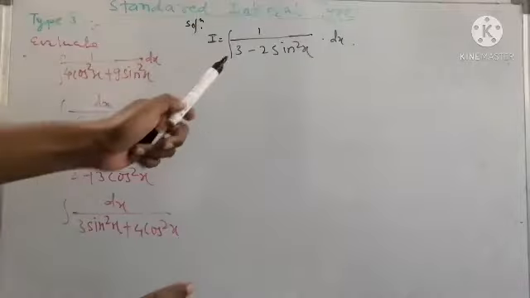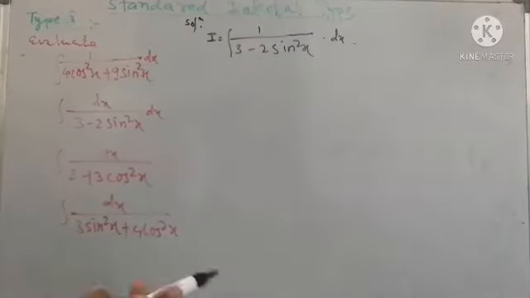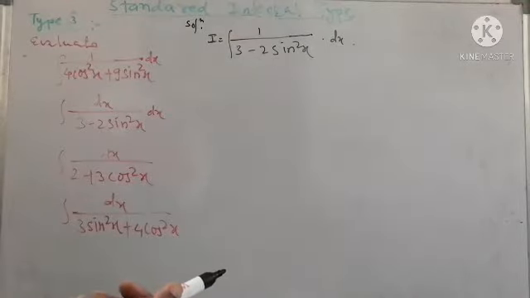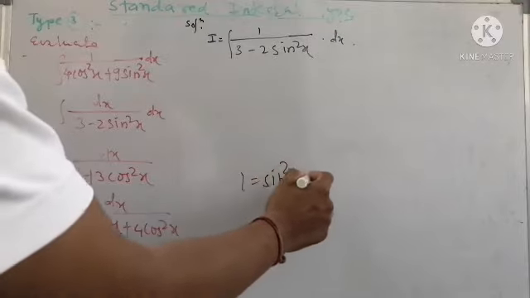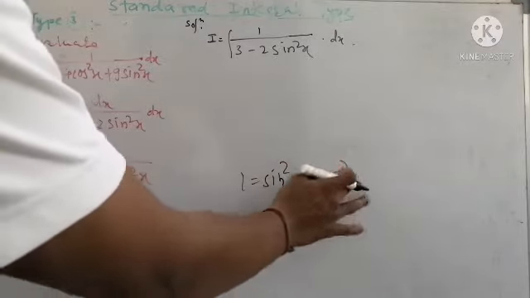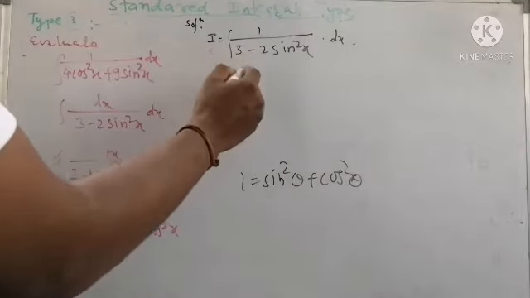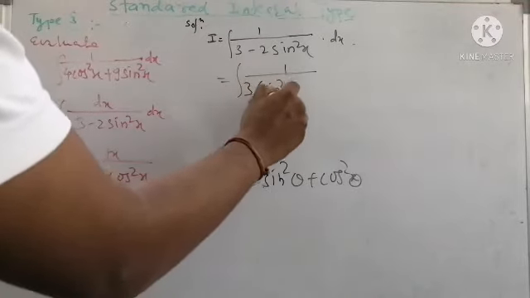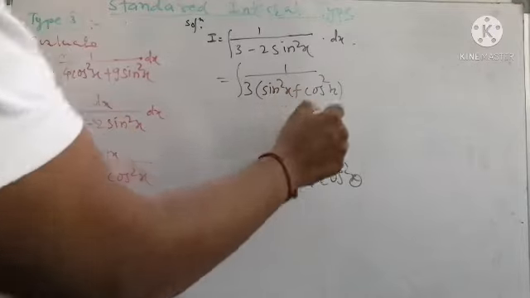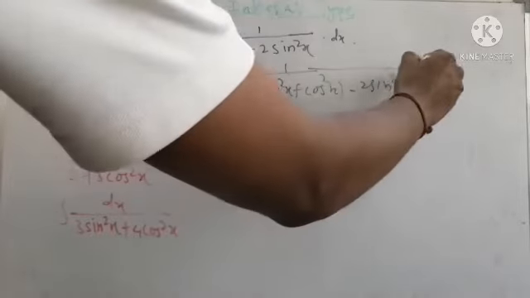Now the second example: I is the integration of 1 upon 3 minus 2 sin square x. As we see here, only sin square x is given. In this example, we make one simplification by using the first trigonometric identity, which is 1 equal to sin square theta plus cos square theta, or sin square x plus cos square x. Now the constant 3 in the denominator we can write as 3 into sin square x plus cos square x. Remember this step, and minus 2 sin square x is given, into dx.